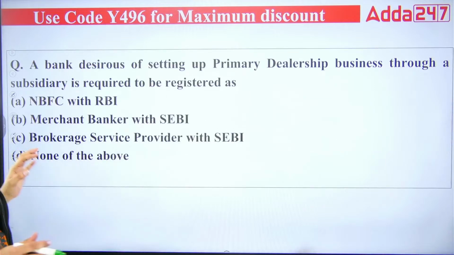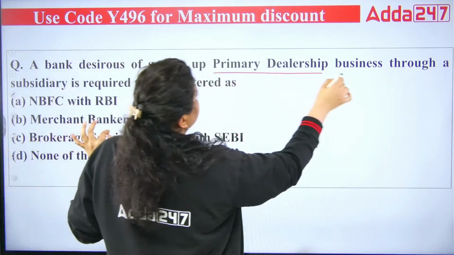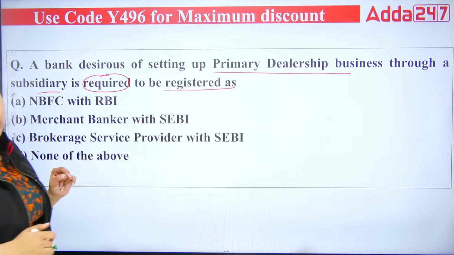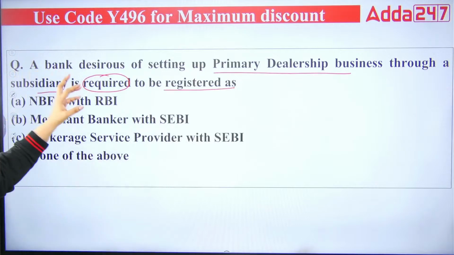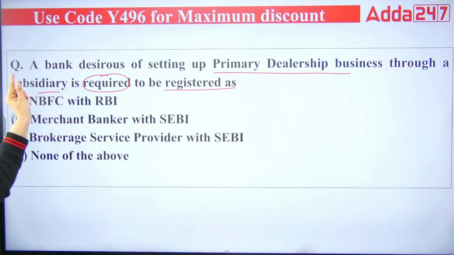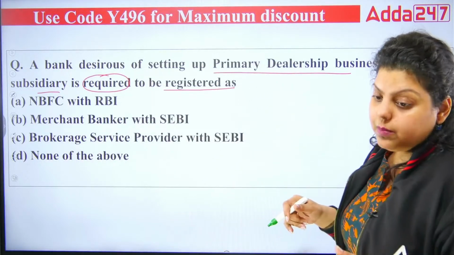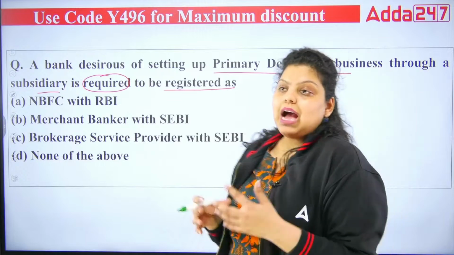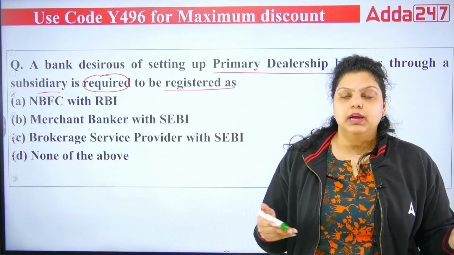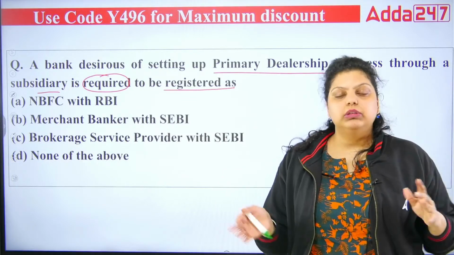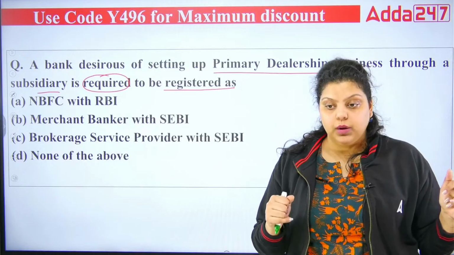The second question is talking about a bank desirous of setting up primary dealership business through a subsidiary, which is required to be registered as what? When it comes to the primary dealership business, we have discussed so many times that primary dealers were introduced by RBI in 1995 to help RBI in the selling and purchasing of government securities. So they actually do help RBI in the selling and purchasing of government securities.